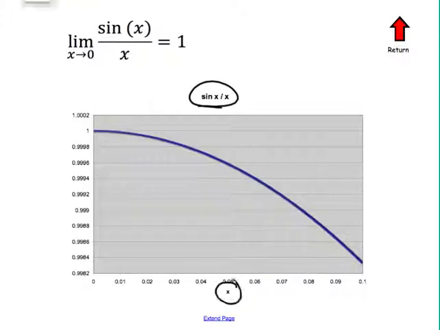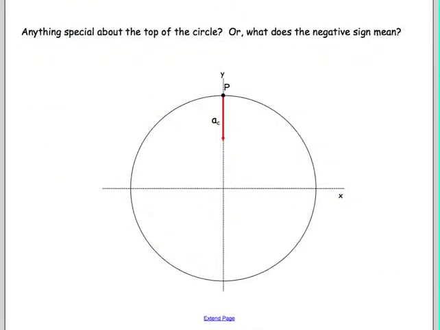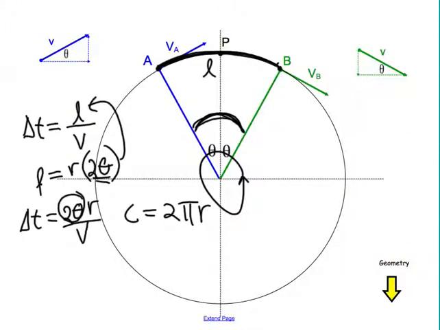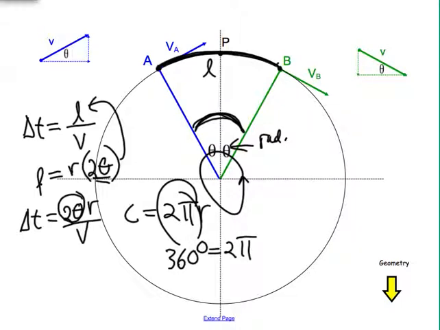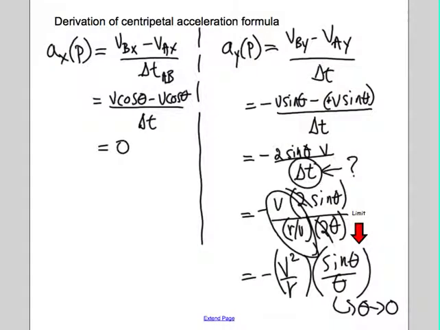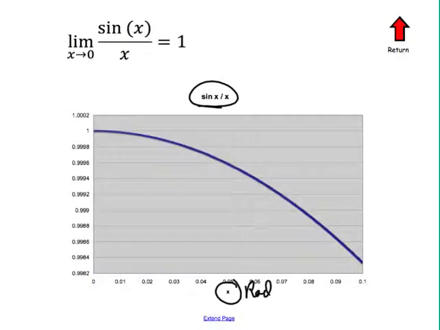This is x in radians. Remember, I used x in radians when I did this geometry back here. This angle had to be in radians, because notice, this is the angle, and this is 360 degrees in radians. So I was using radians all along. So this is x in radians, and this right here is the sine of x over x.